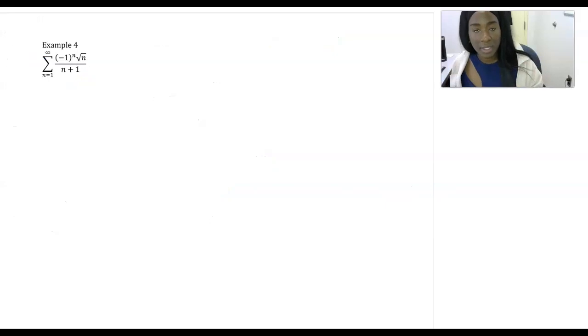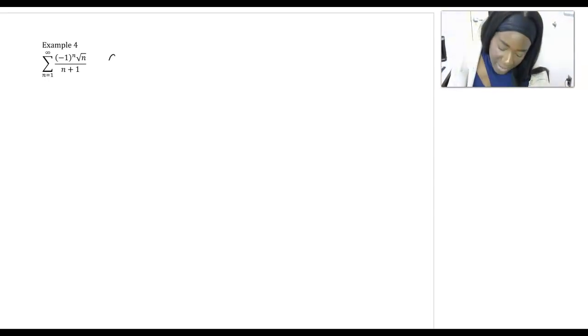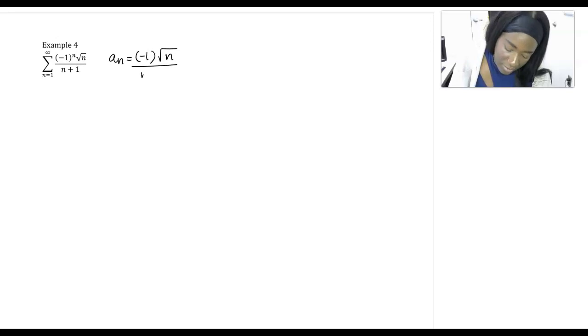So I'm going to start example 4, but we are not going to finish it because we're going to realize that the ratio test is inconclusive, and then I'm going to ask you all to go back and use another test that we have already learned. So first things first, let's get started and identify a sub n, which is just everything that's on the inside of our summation. And then let's identify a sub n plus 1.